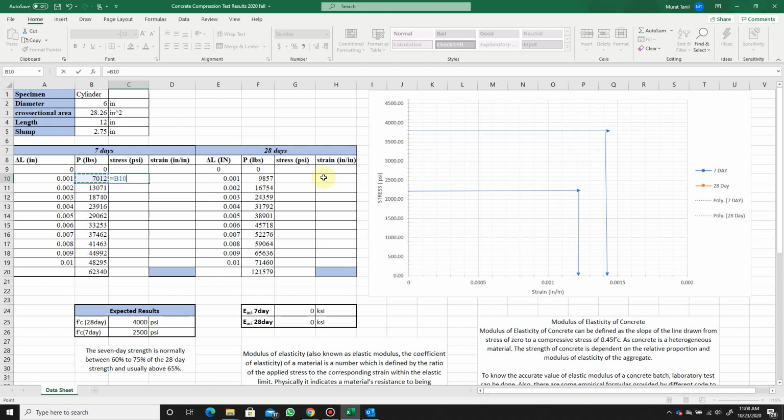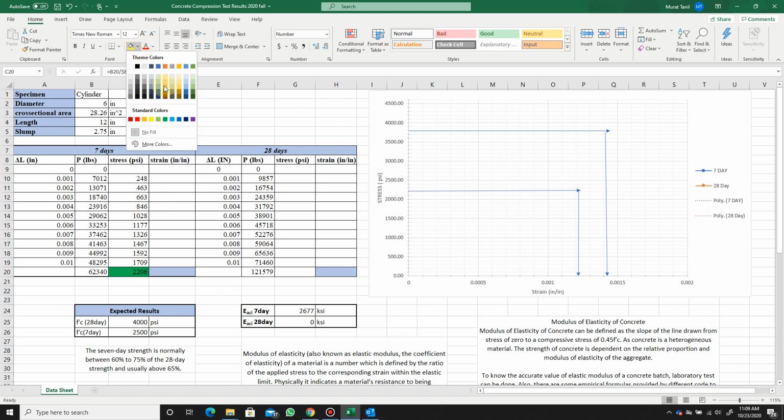So the applied load was 7012, and if I divide that load by the cross-sectional area, which is cell B3, it is 248 psi. And I can drag it down. I got the maximum compressive strength right here.